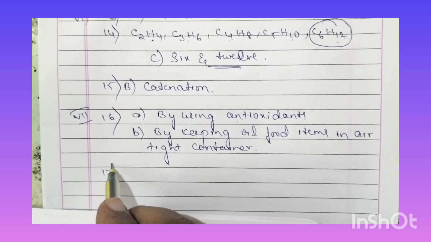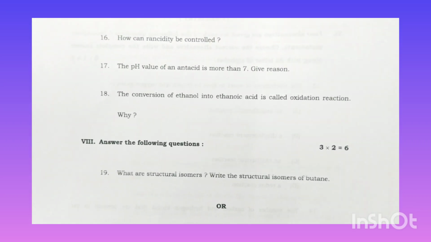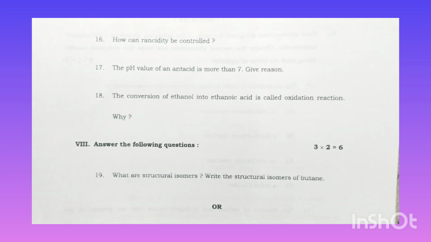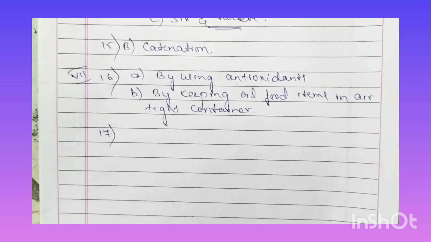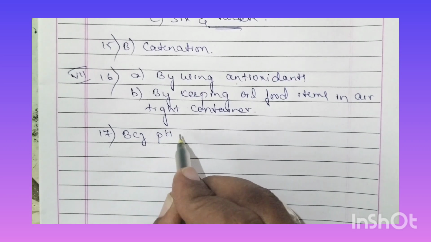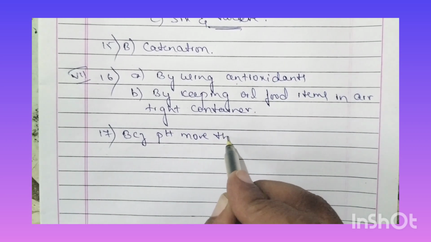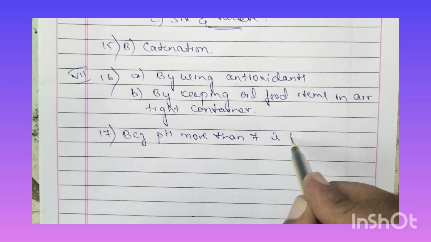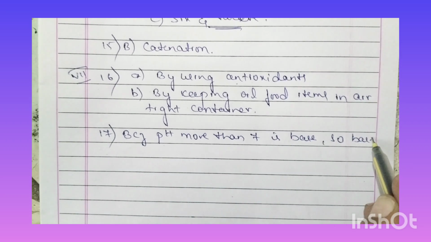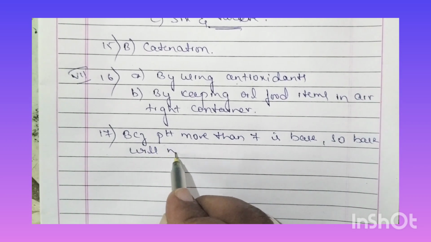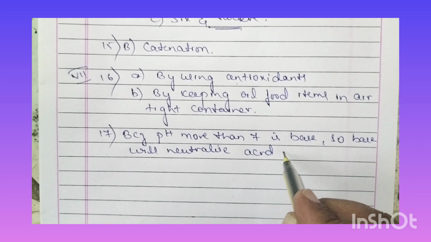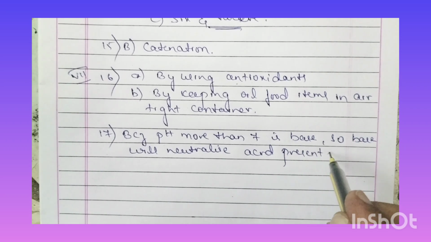Now let us move for question number 17. The question number 17 given, the pH value of an antacid is more than 7. Give reason. Because pH more than 7 is base. Base will neutralize acid present in stomach.